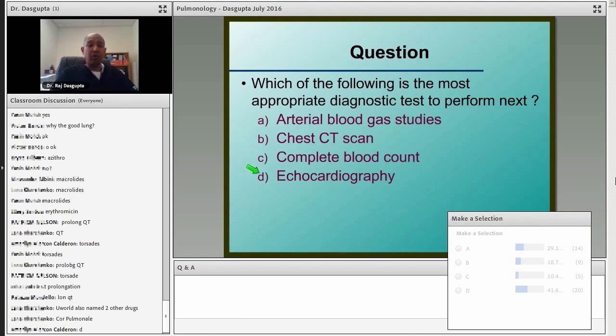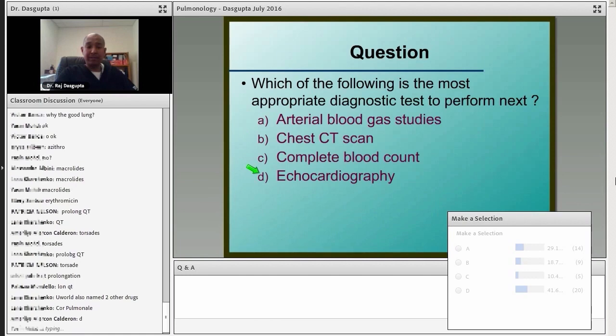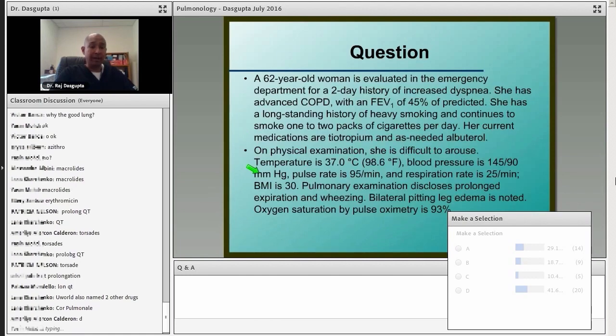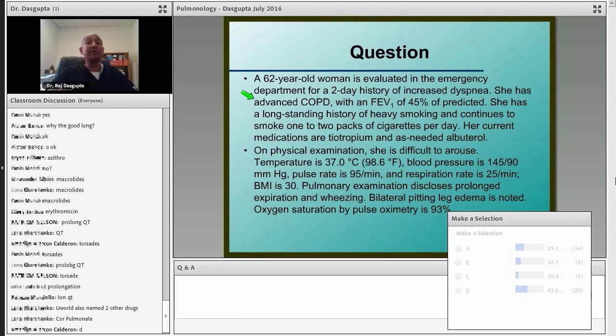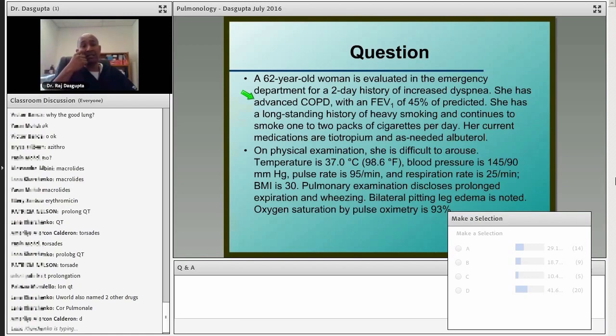Why did the whole class pick D? I'll tell you why. Because of this bilateral pitting edema. But I already mentioned this patient has what? Advanced COPD. And can I say why you ordered it? You were thinking CHF. But you know what this patient has? Cor pulmonale. So the correct answer here has to be ABG.